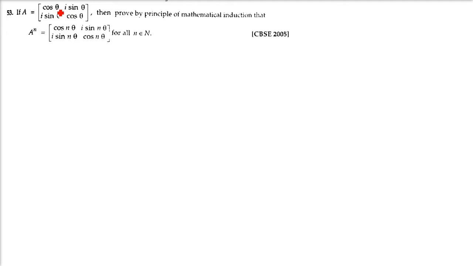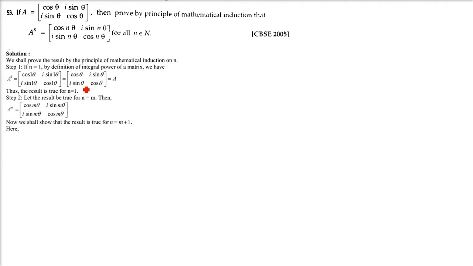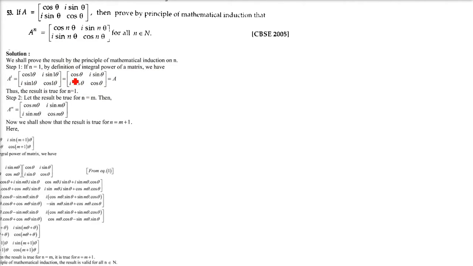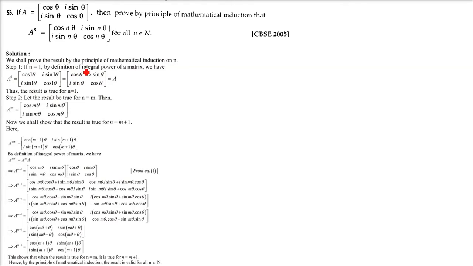A is given as cos theta, I sin theta, I sin theta, cos theta. Then prove by mathematical induction that this a raised n is this for all n belongs to capital N. Right? Okay, so this type of question can come in your exam. This will weigh around 5 marks.